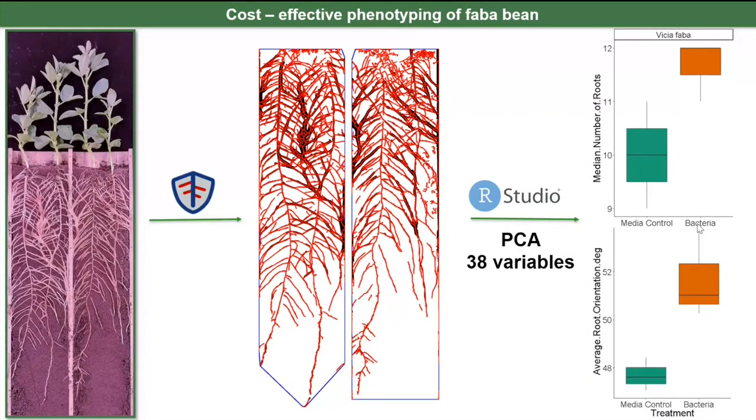But after skeletonizing the rhizobox using the software, we were able to identify two variables that seem to be different for the two treatments, being the median number of roots again, with a very slight difference, and also the average root orientation.